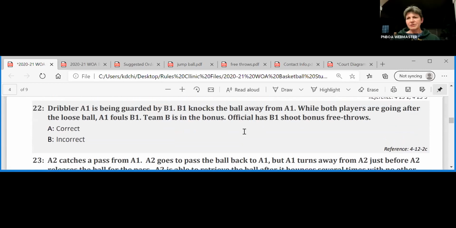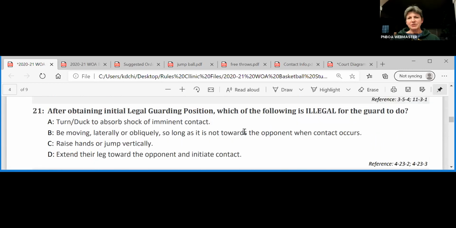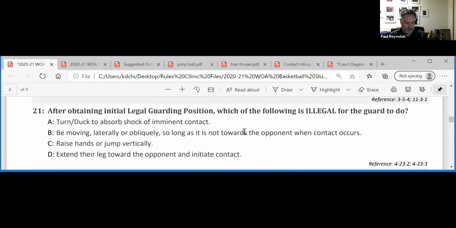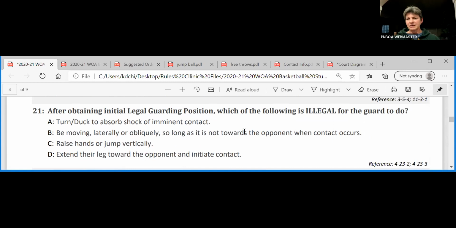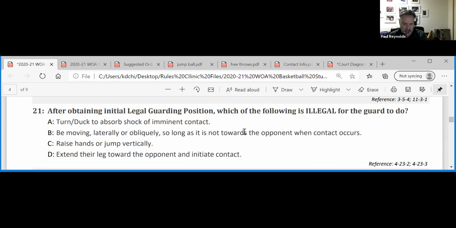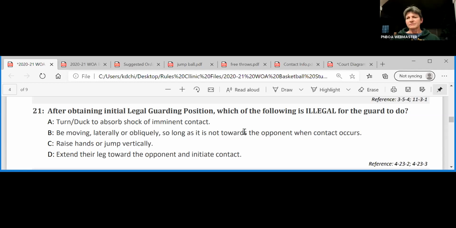And what are the requirements? Somebody jump in and impress me. What are the requirements for legal guarding position to establish? You're within 6 feet. No. Two things. Well, three things. You have to have your torso facing or aligned with the player. I don't remember the second. And both feet touching the playing court. There we go. Correct. Wow, good.